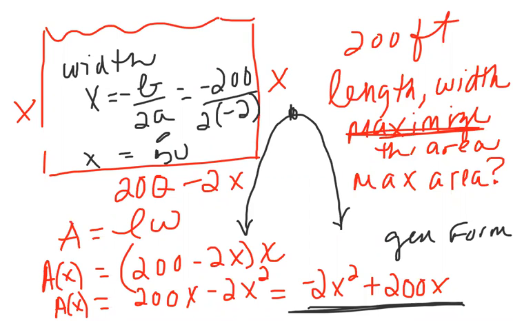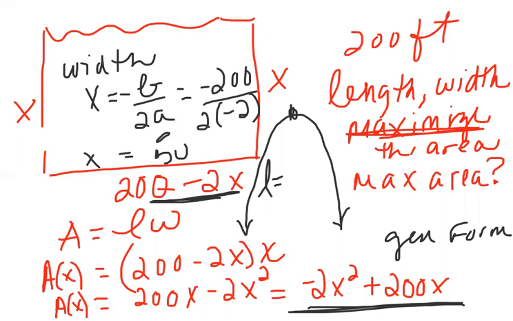Now, let's think about this. If the width is 50, and you have to find the length, the expression for the length is 200 minus 2x. If the width is 50 and the expression for the length is 200 minus 2x, what's the length? What's the length, everybody? Did I stump you guys? Are you not paying attention? Come on, I'm disappointed.